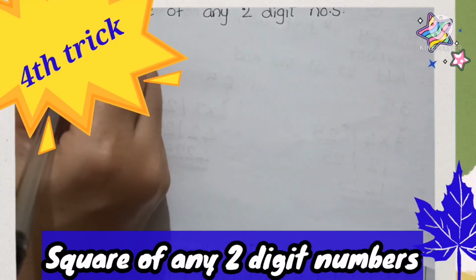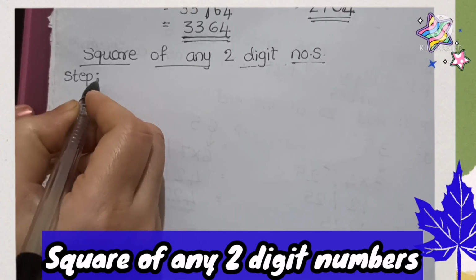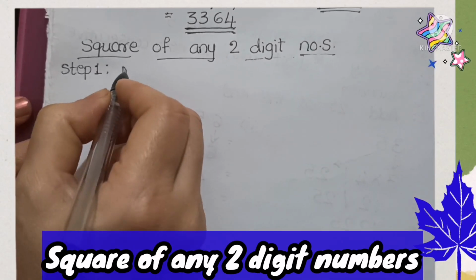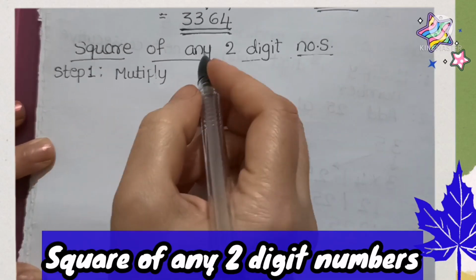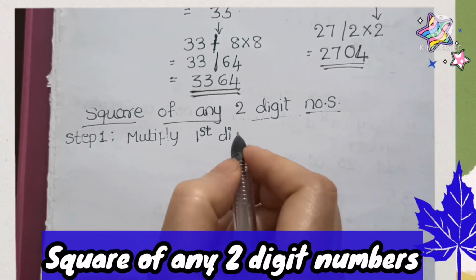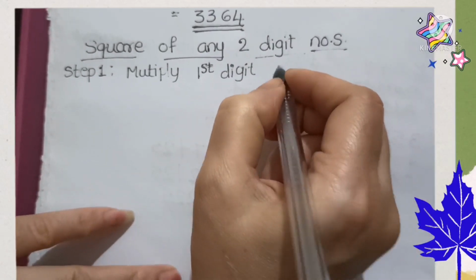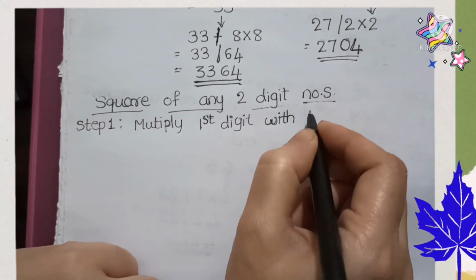So let's see what is our step 1. Our first step is that we have to multiply the first digit of the number with itself. It is the same as saying that we have to find the square of the first digit and find the square of the second digit.